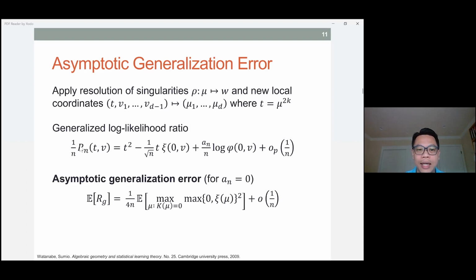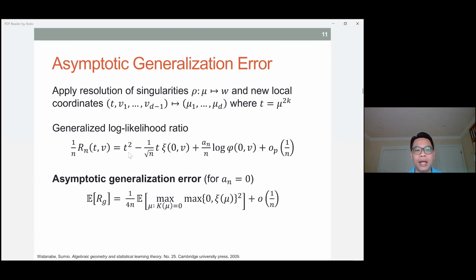And so the result is that we get this generalized log likelihood that we had for maximum likelihood. It becomes t squared plus 1 over root n of t times c plus my regularizer term plus something that's very small. This is a nice quadratic equation, so if you're trying to maximize the quadratic equation, you can ask a high school student to do this.